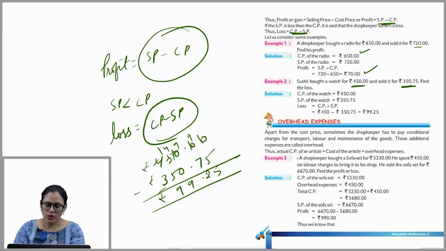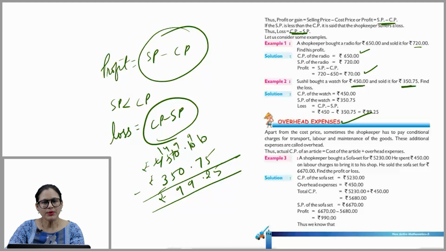Okay. Now, overhead expenses. Apart from the cost price, sometimes a shopkeeper has to pay additional charges for transport, labor and maintenance of the goods. These additional expenses are called overhead. Thus, actual CP of an article is equal to cost of the article plus overhead expenses.